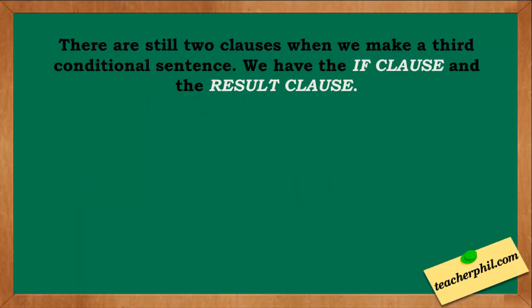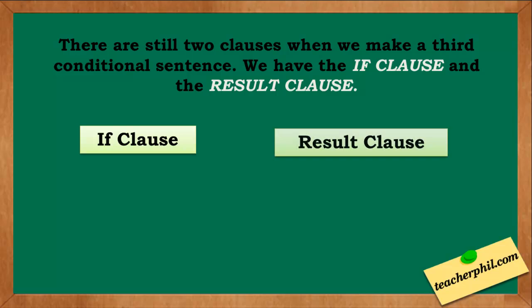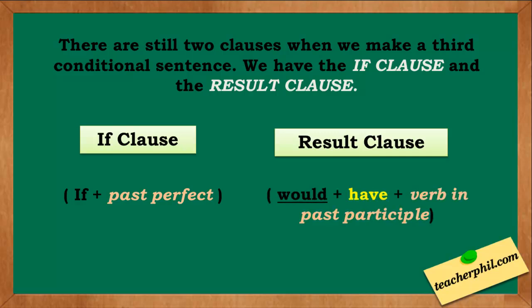There are still two clauses when we make a third conditional sentence. We have the if clause and the result clause. For our if clause, we use the pattern if plus past perfect. For our result clause, we follow the pattern would plus have plus the verb in past participle.